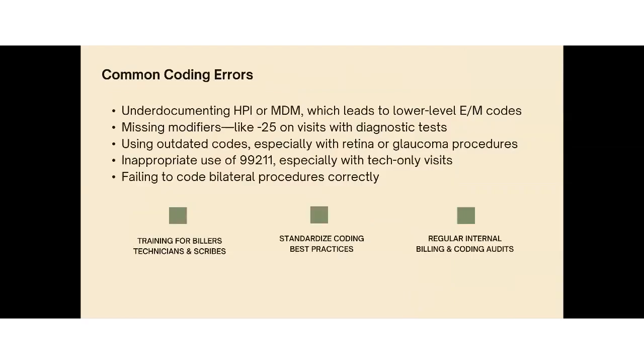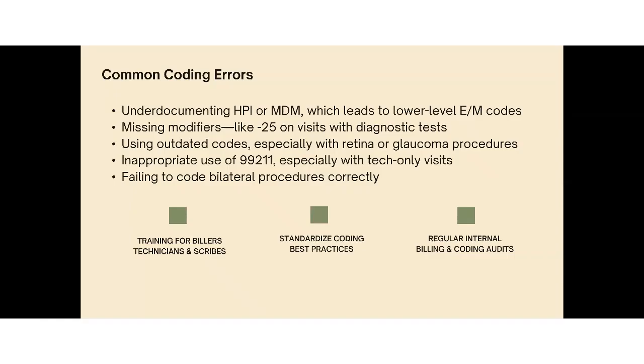Let's start with coding. Coding errors are one of the most frequent and costly reasons for lost revenue. One issue is under-documenting the HPI or MDM. When documentation is incomplete, you end up coding at a lower level than you should, leaving revenue behind. Another common mistake is missing modifiers, especially the 25 modifier when a visit includes diagnostic testing. Without it, insurers may deny that claim. We also see practices using outdated codes, especially in retina and glaucoma. When codes change, old habits cause denials.